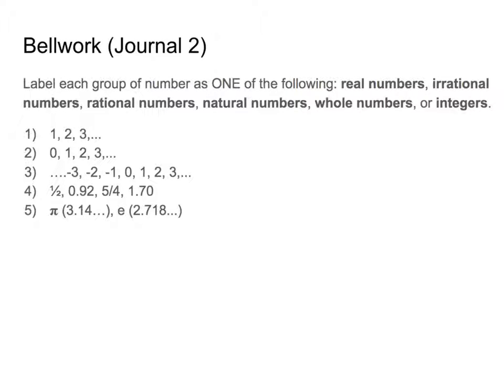If you picked number 2, that's correct. So number 2, you'll notice, is those positive numbers, including the zeros. So those are what we call the whole numbers. Okay, so we can cross that out. So we can get rid of whole numbers because we've already used that. So if number 2 is whole numbers, then number 1, if you guessed this right, is natural numbers.